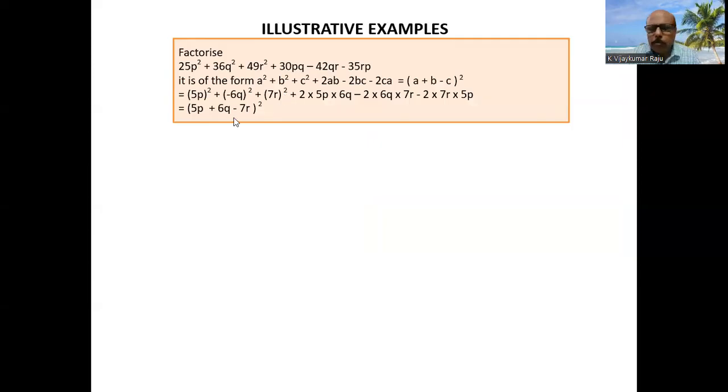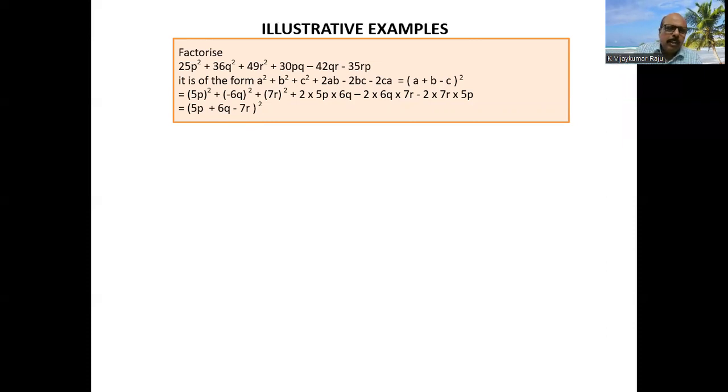Because we have a number of identities, that's why I'm taking more examples on identities, because we need to know how to use the identity. Splitting of middle term works only for three terms, a quadratic equation. Now see here, 25p square plus 36q square plus 49r square plus 30pq minus 42qr minus 35rp.